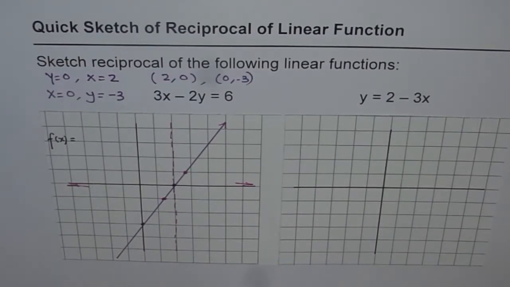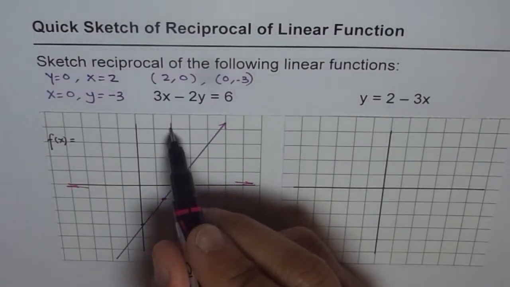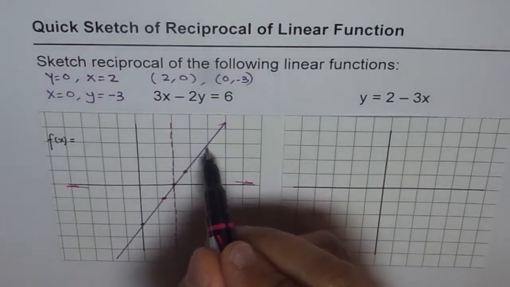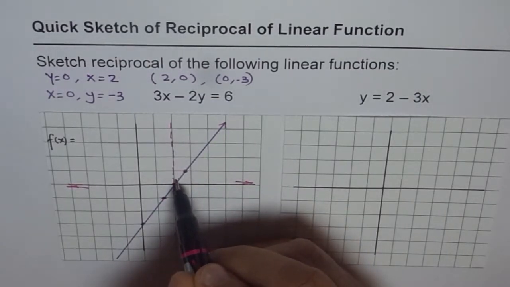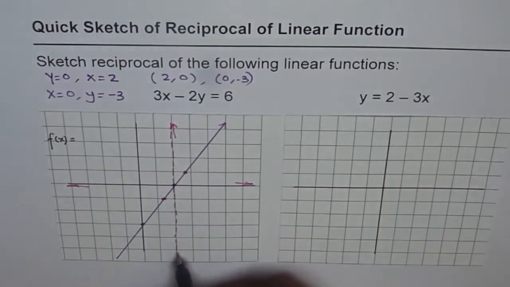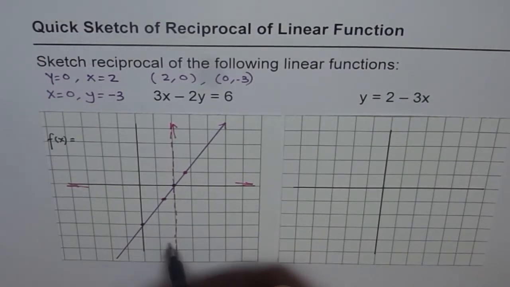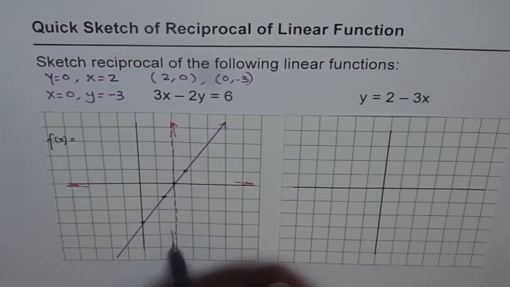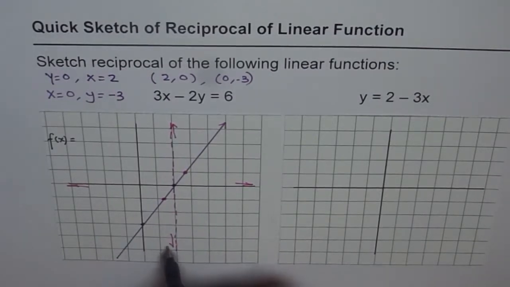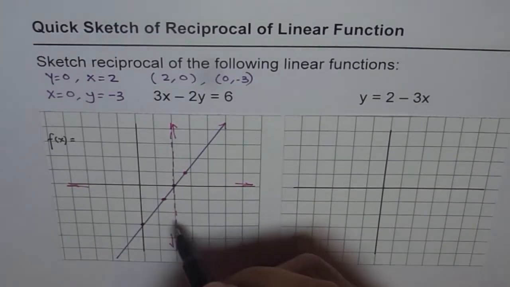How about the behavior near the vertical asymptotes? If we are approaching 2 from the right side, we are on the positive half. So we will be approaching positive infinity. If we approach 2 from the left side, the function is negative. So its reciprocal will be negative infinity, approaching negative infinity. That gives us key points which help to sketch the reciprocal.